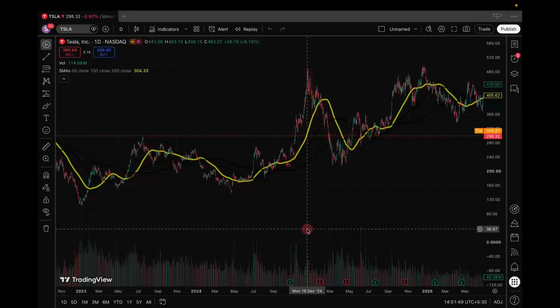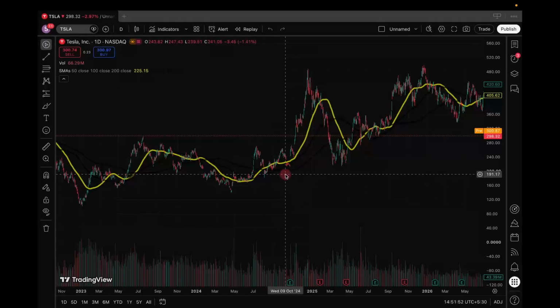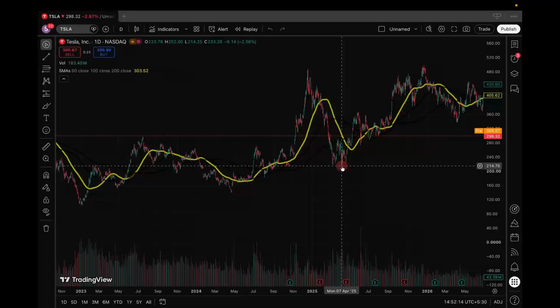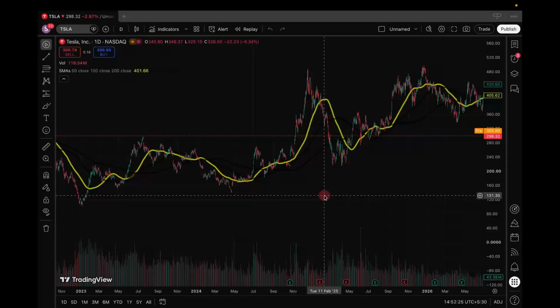So in October 2024, Tesla was trading around 200 to $250 right here. By December, it had exploded all the way up to about $480. And now that is almost a 100% move in just a couple of months. Then from that $480 peak, it crashed all the way back to around $215 right over here by late March of 2025. Late March, early April, right? And now it is recovering again. This whole story happened in less than 8 months. Let me show you what the chart was saying at every turning point.